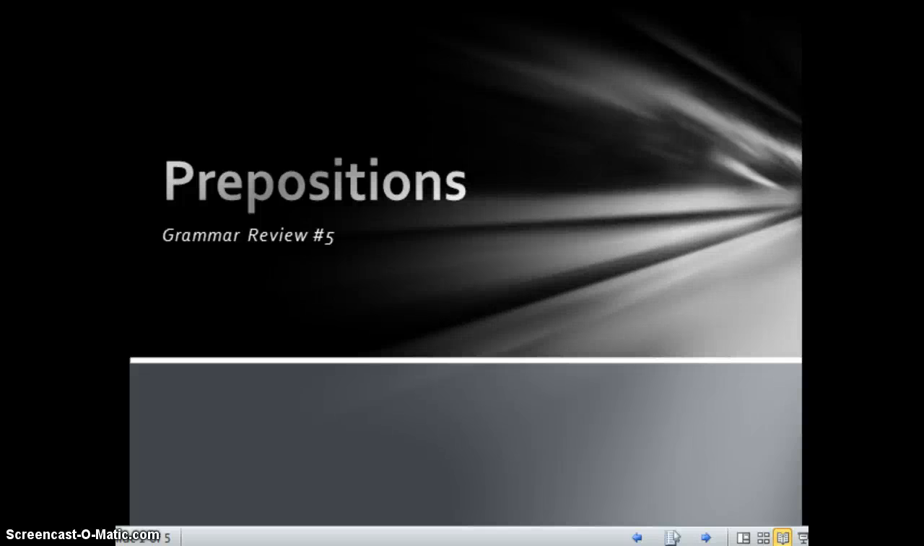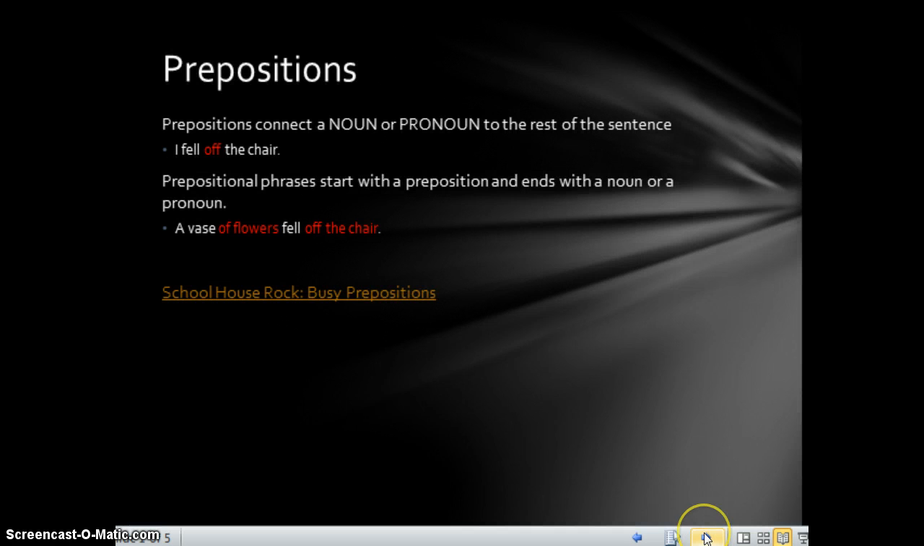All right, Monday morning, so we're going to start off with prepositions as our next part of speech that we're going to learn about. Prepositions are just words that will connect a noun or a pronoun to the rest of the sentence. Everyone remembers that a noun is a person, place, thing, or idea, and a pronoun is a word that takes the place of a noun, such as he, she, they, everyone, all.